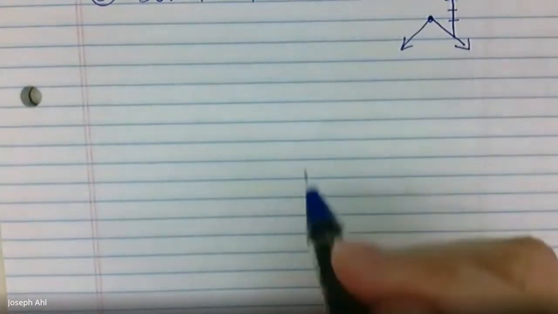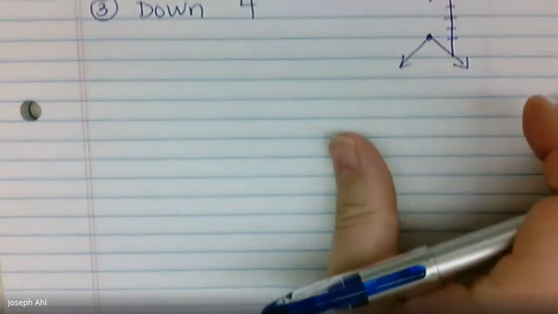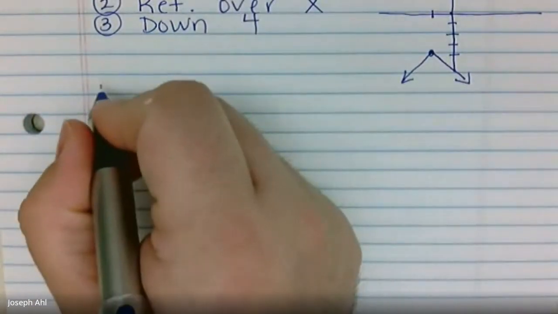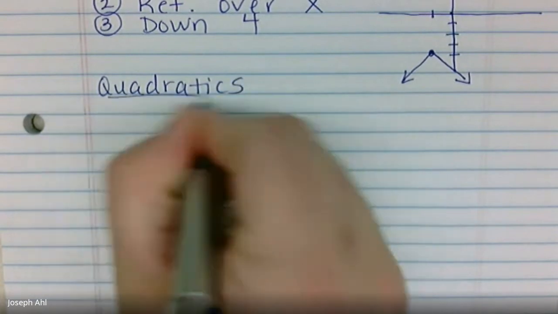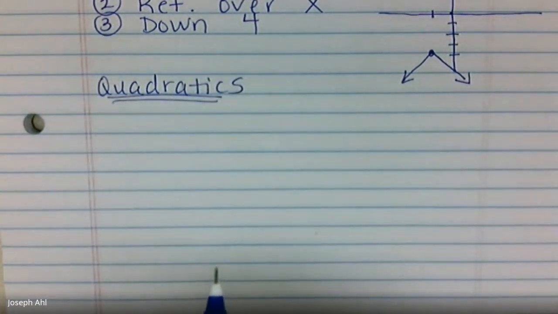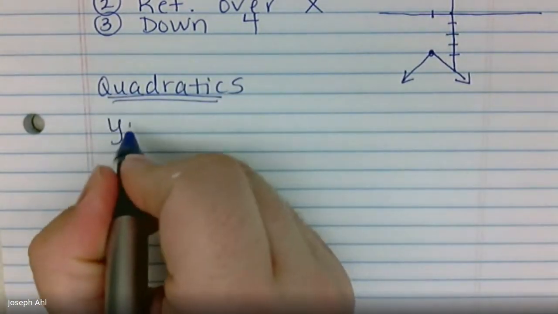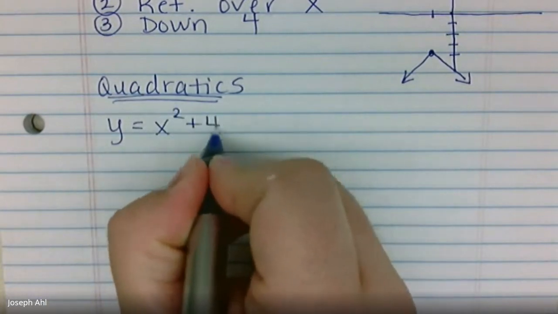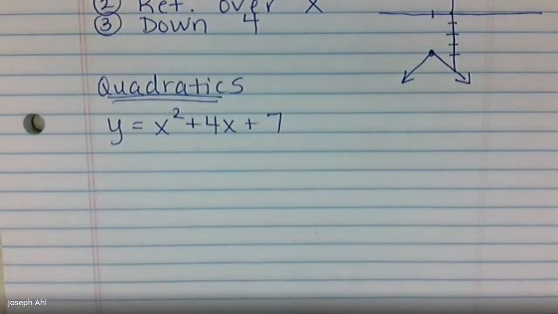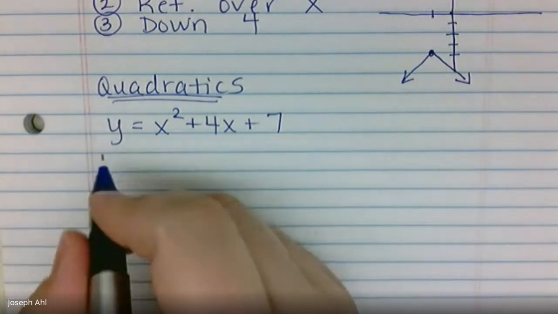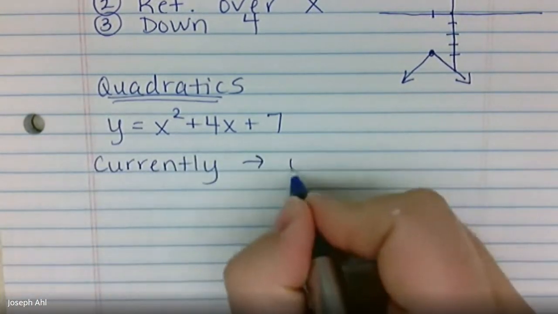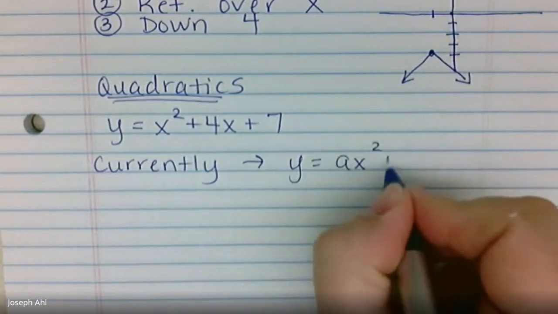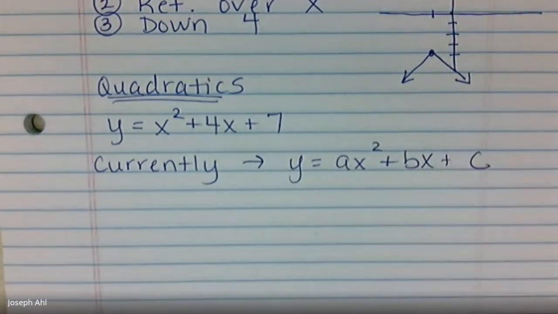let's consider some other examples where we have some transformations of quadratics. So I want to focus for a little bit on just talking about quadratics. So if I gave you the example y equals x squared plus 4x plus 7. Currently, we would say this is in standard form. So currently, standard form is y equals ax squared plus bx plus c.